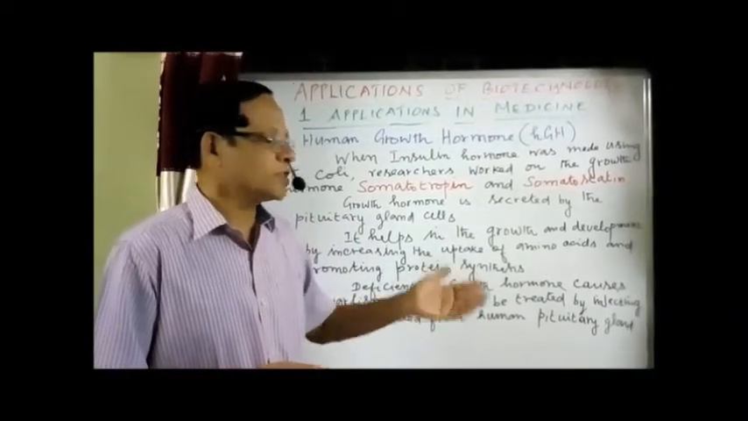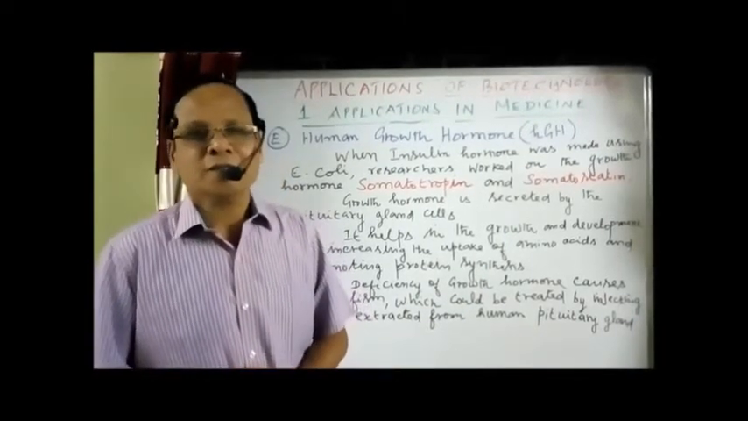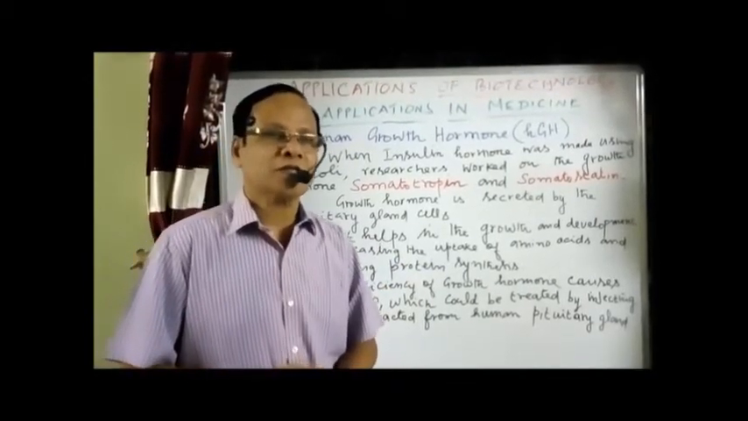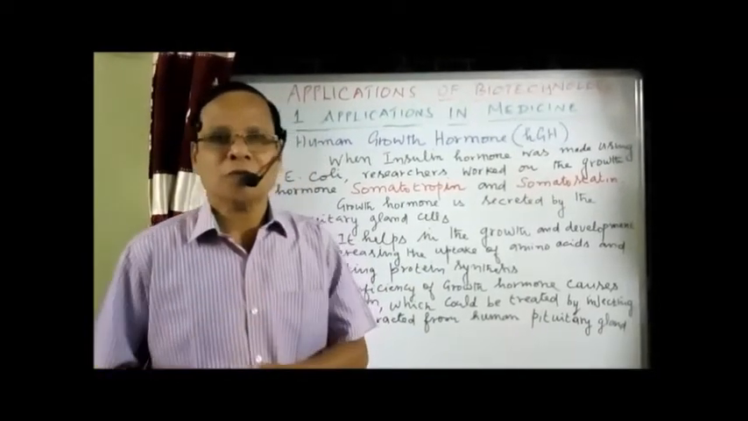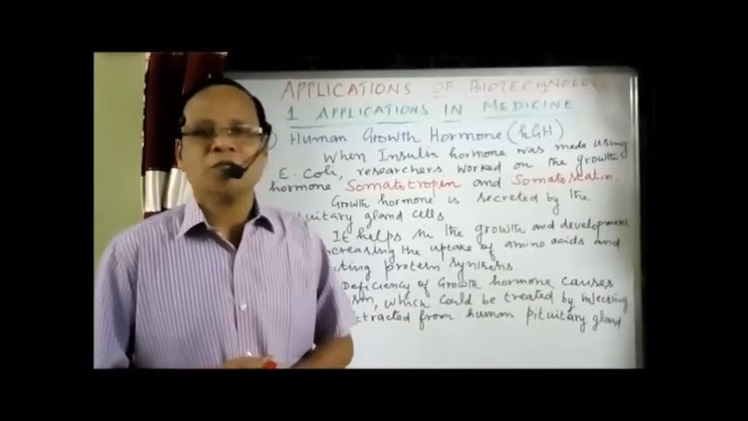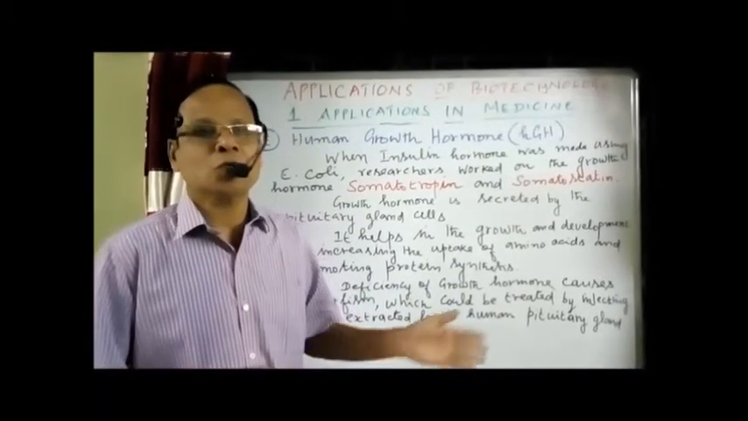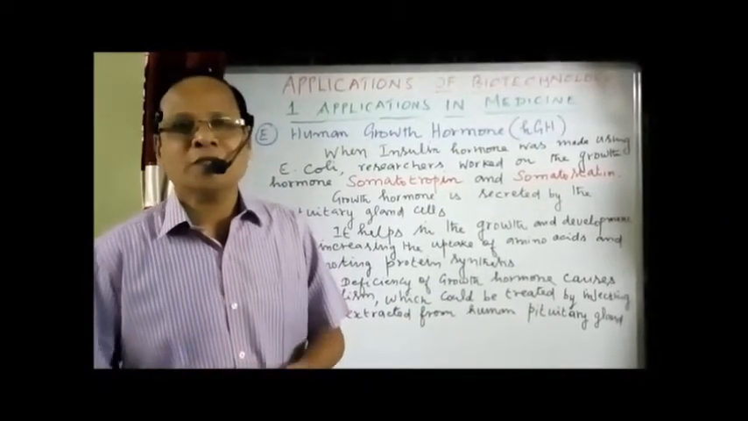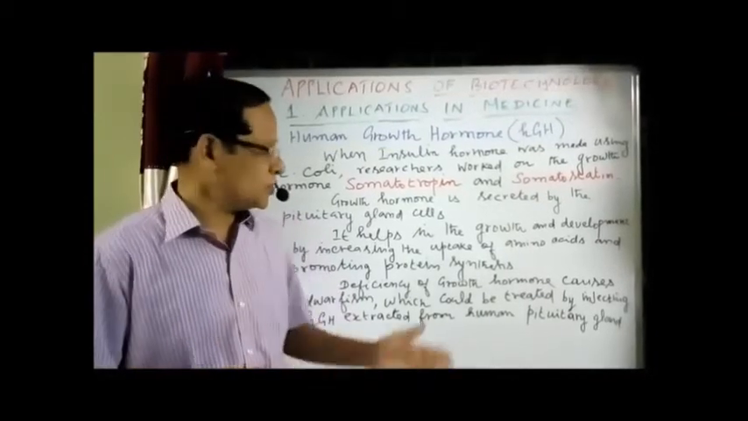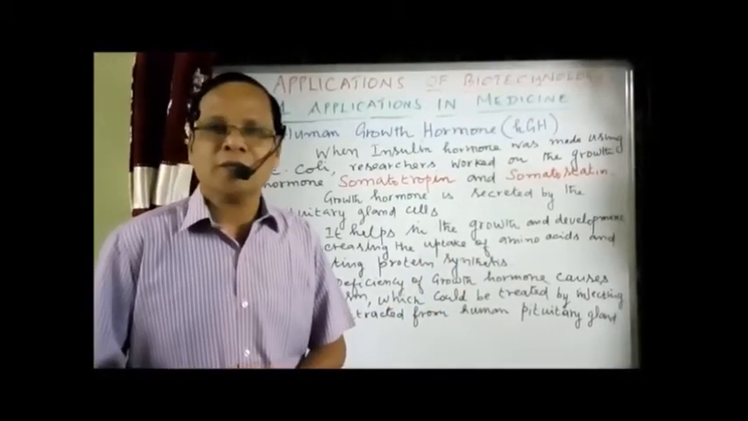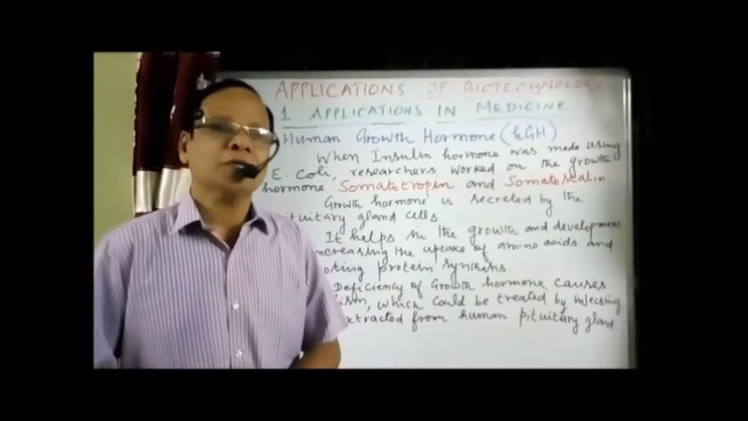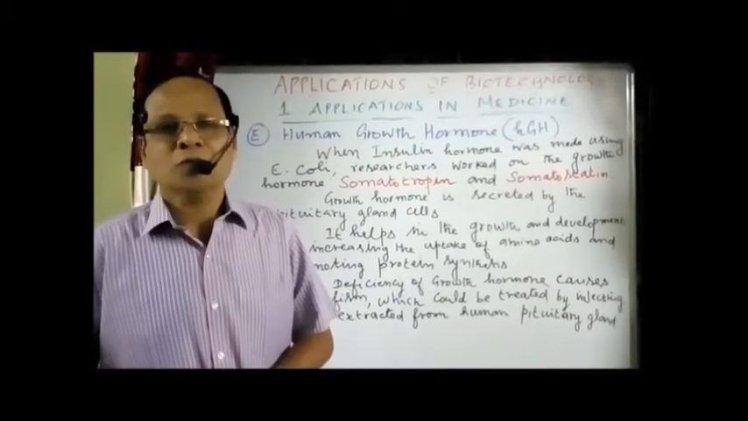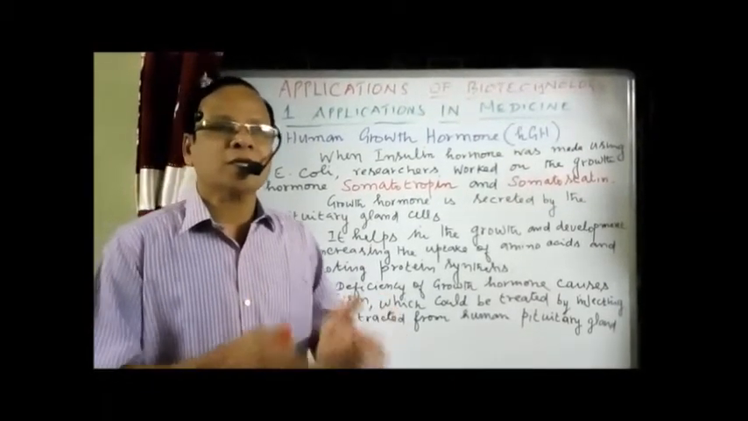Suppose there is any deficiency, in such cases there occurs a condition called dwarfism, which I studied already in 11th standard. A short stature of the body, or midget. There you have retarded growth because of the deficiency of the growth hormone. Dwarfism can be treated by injecting the hormone isolated from the pituitary gland cells. But we need a large concentration of this hormone. For that we need recombinant DNA technology.